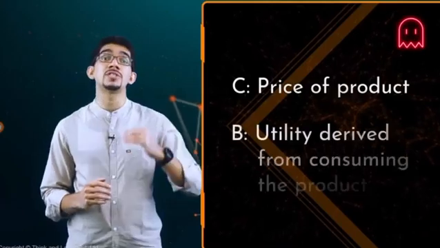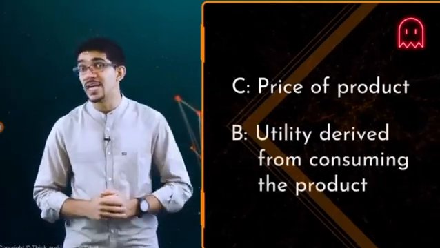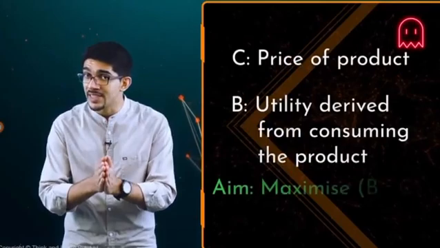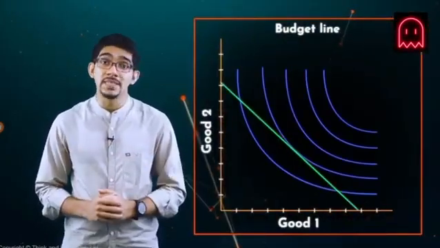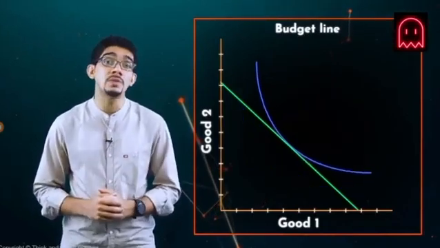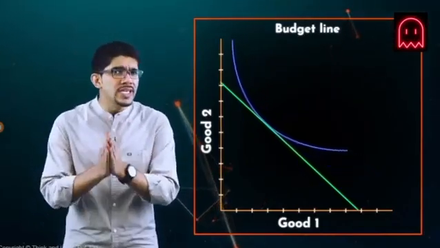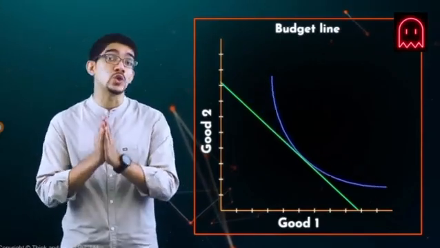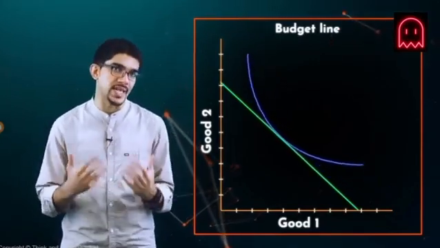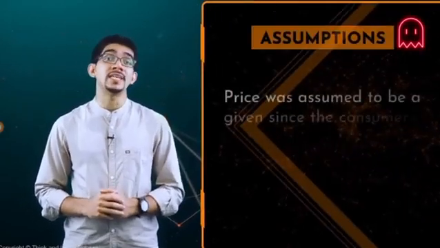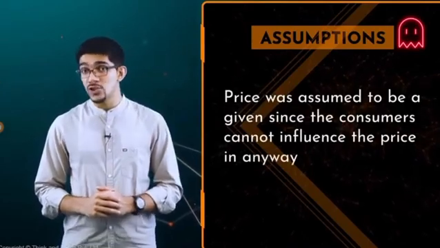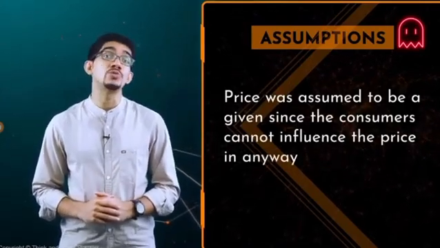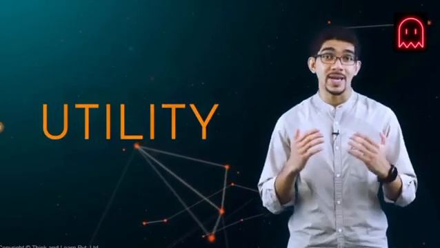For consumers, C was the price of the product and B was the utility derived from consuming the product. And their aim was utility maximization or maximize B minus C. Their biggest constraint was the budget, which finally determines their optimum purchase bundle. They could only adjust their optimum bundle by adjusting the QD, that is the amount they purchase. Price was assumed to be a given since the consumers cannot influence the price in any way. So for the consumers, price was a given and consumer behavior was all about utility maximizing.